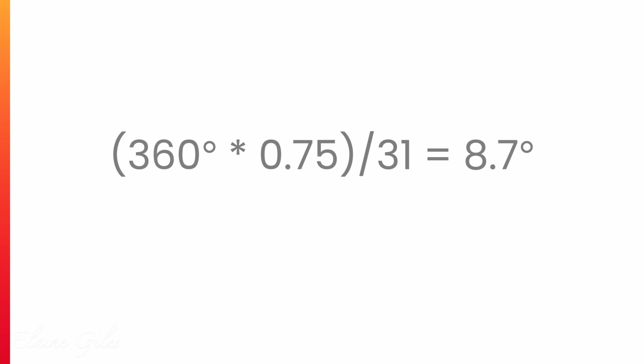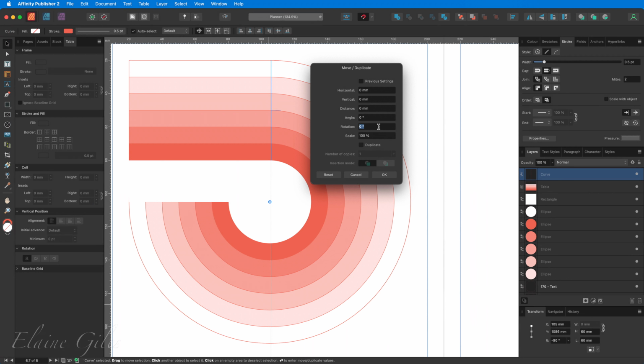Then I need to divide that by 31 because I want 31 segments. And the answer to that is 8.7. So in my rotation, I'm going to put 8.7. But if you look at the preview, it's going the wrong way. So instead of 8.7, I need minus 8.7. And then the preview moves to the right-hand side, which is exactly where I need it.